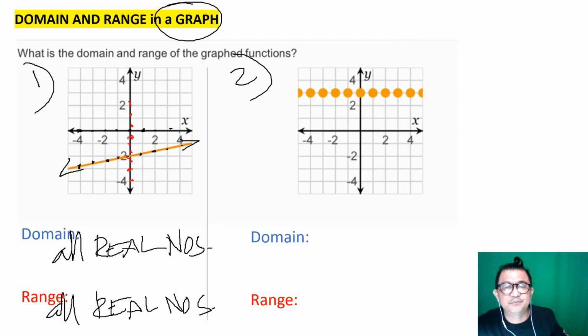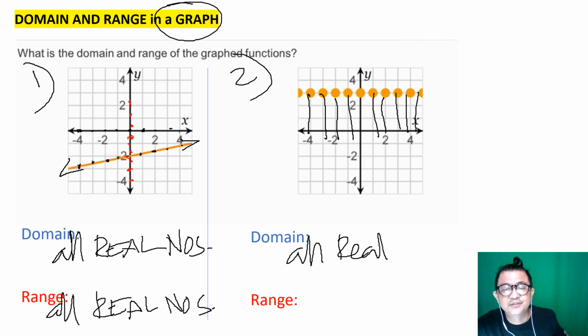Now, look at the second example, the domain. The x varies from the negatives up to the positives. So again, the domain is all real numbers. But look at the range. What does the range touch? It will touch just this point, just that point. All the y's will be the same. All the y's will be here. What's between 2 and 4? The range will only be 3. That's the only range we have.